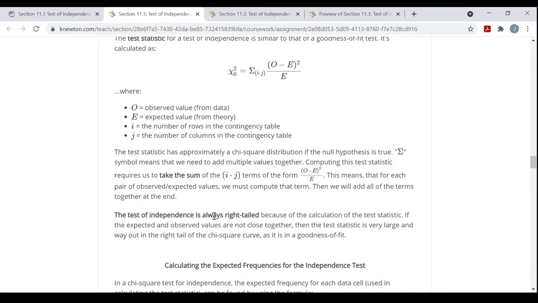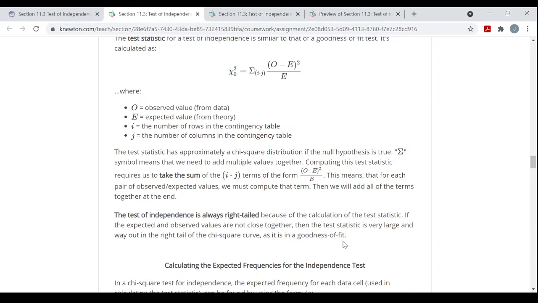As with the goodness of fit test, we're going to be performing right-tailed tests. The test of independence is always right-tailed because of the calculation of the test statistic. If the expected and observed values are not close together, then the test statistic will be very large and way out in the right tail of the chi-squared distribution, just like in the goodness of fit test. And we'd most likely reject independence. We'd reject the null hypothesis.